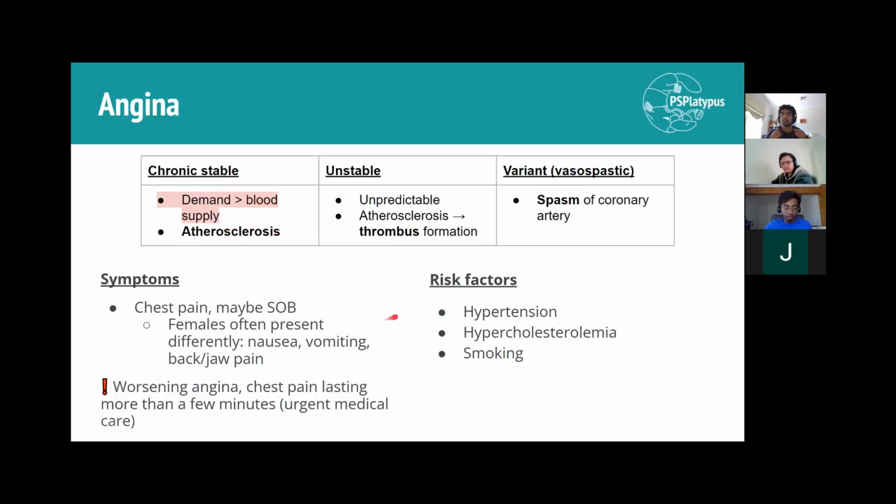As for the symptoms, we talked about this earlier, but mainly it's chest pain, and some people present with shortness of breath. It's known that females also present differently, with nausea, vomiting, and back and jaw pain. And if you think a little about heart attacks, this is also something commonly talked about, where females present differently with symptoms like that.